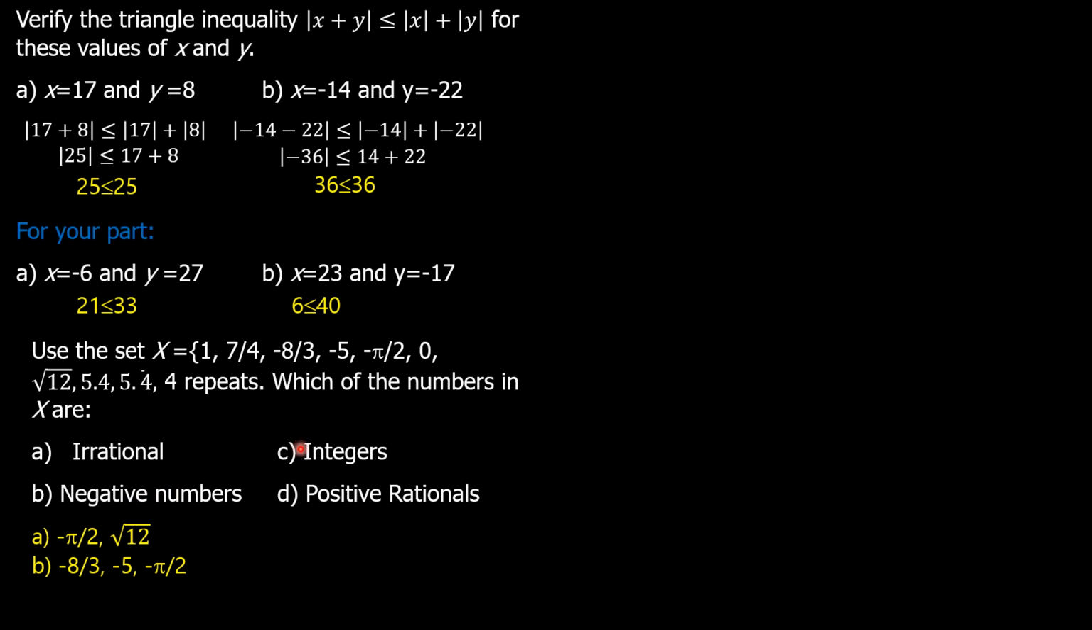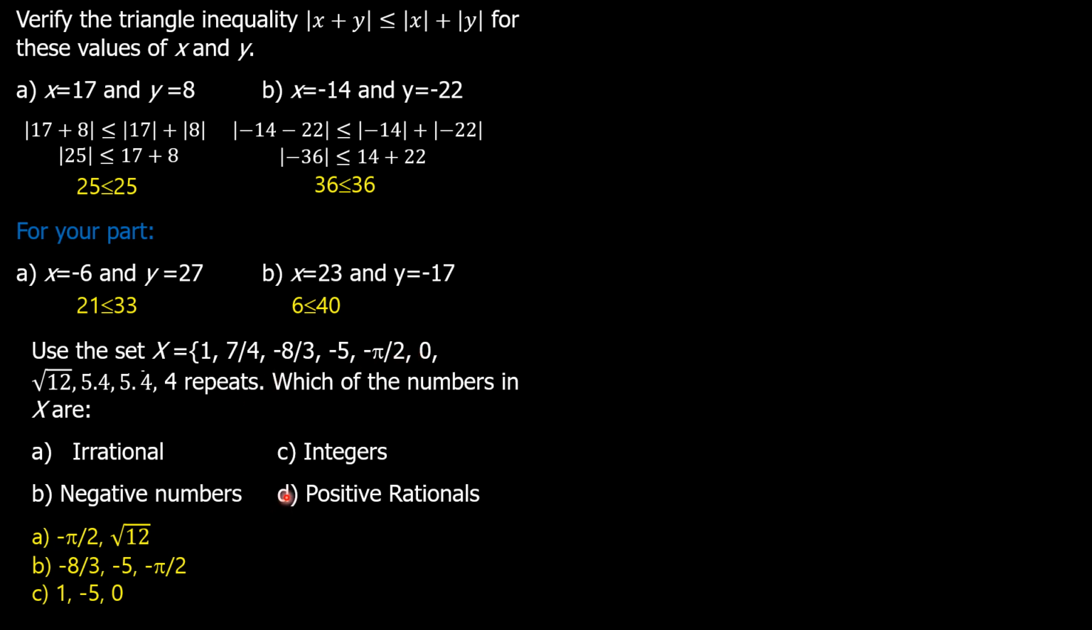And for part C, integers are 1, negative 5, 0. Integers are positive and negative whole numbers including 0. So therefore 1, negative 5, and 0 for part C.